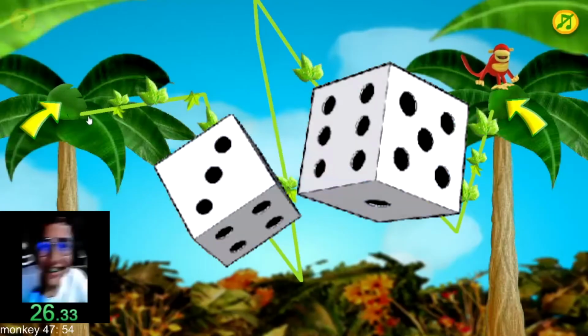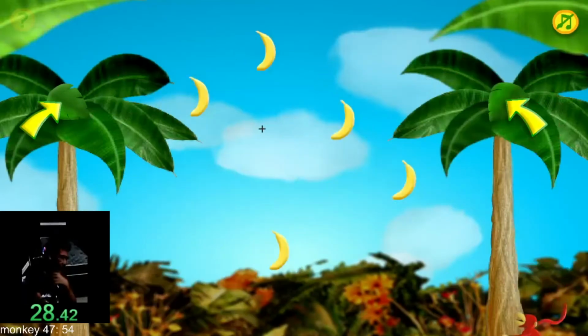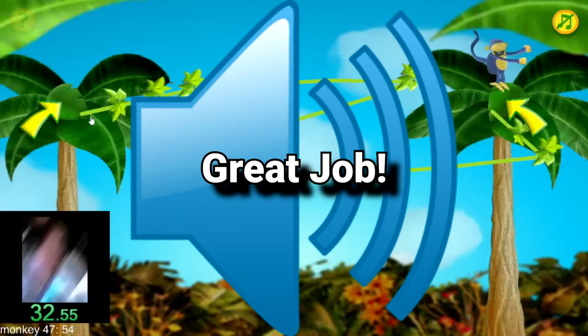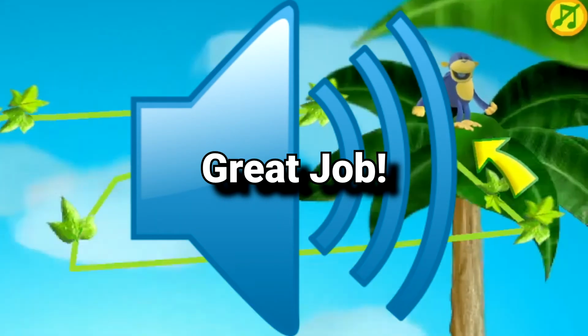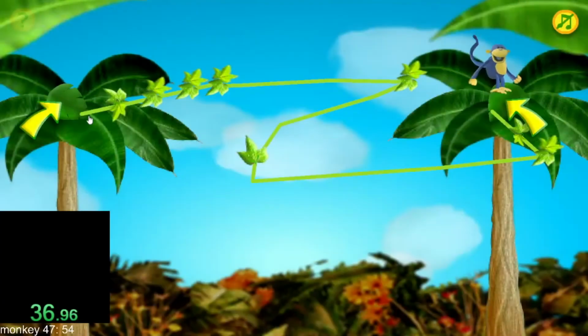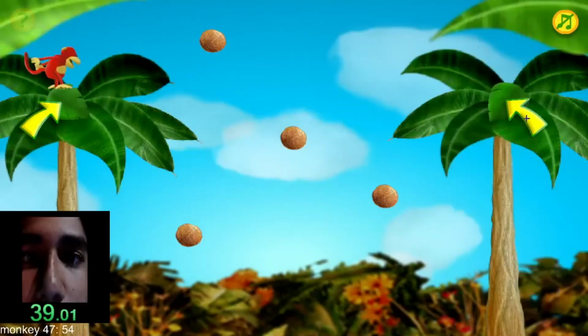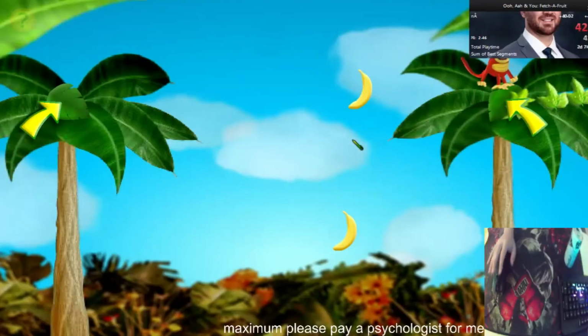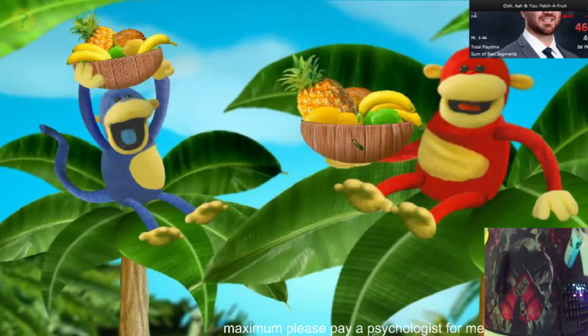Geladeiras manipulated RNG to get perfect voice lines on Ooh, and upon inspection of his run, he got 2 great job voice lines, which is the best voice line for the Blue Monkey. After an in-depth analysis, it was found out that this combination was impossible to get. Going back a few months, Geladeiras claimed another world record of 46.9, the first ever 46. However, this one was also cheated.